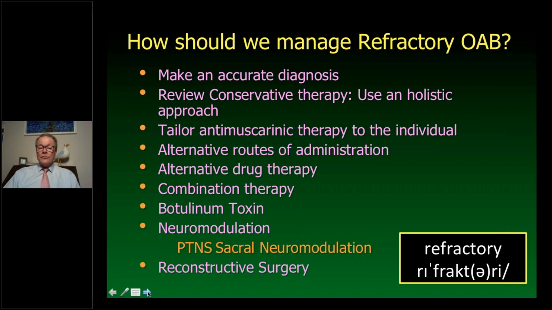For those patients who fail on drug, then of course we think about the other management options, including botulinum toxin, neuromodulation, which of course may be posterior tibial nerve stimulation or sacral neuromodulation, and finally, perhaps in a small number of patients, reconstructive surgery.